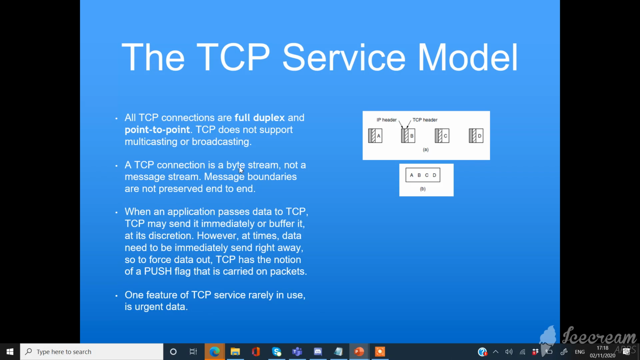A TCP connection is a byte stream, not a message stream. Message boundaries are not preserved end to end. When an application passes data to TCP, TCP may send it immediately or buffer it at its discretion. However, at times data needs to be sent right away. So to force data out, TCP has the notion of a push flag that is carried on with the packets. One feature of TCP service rarely in use is known as urgent data.